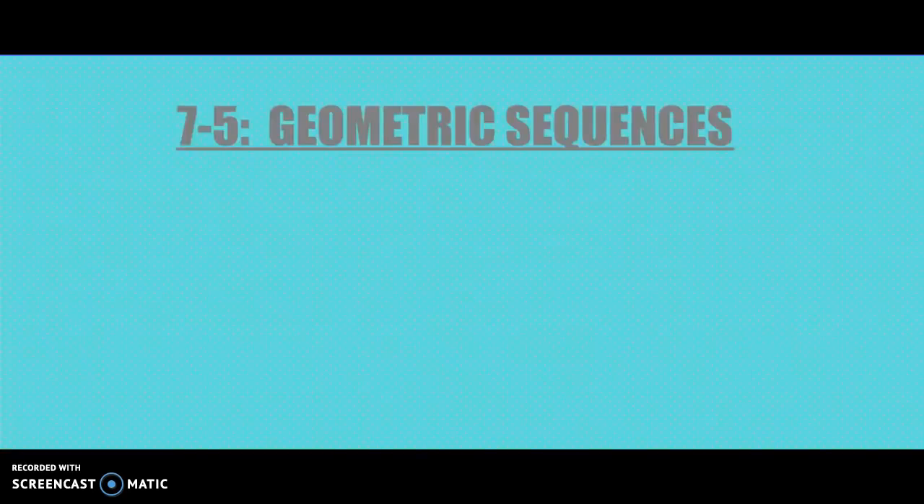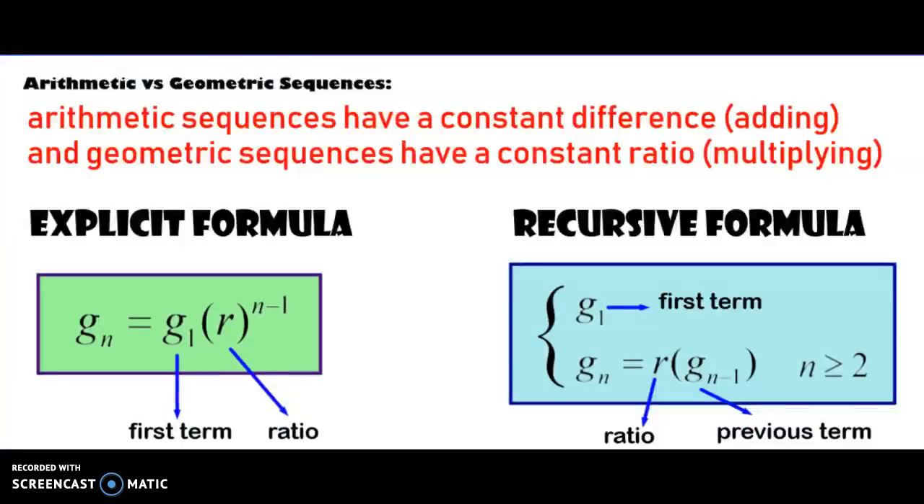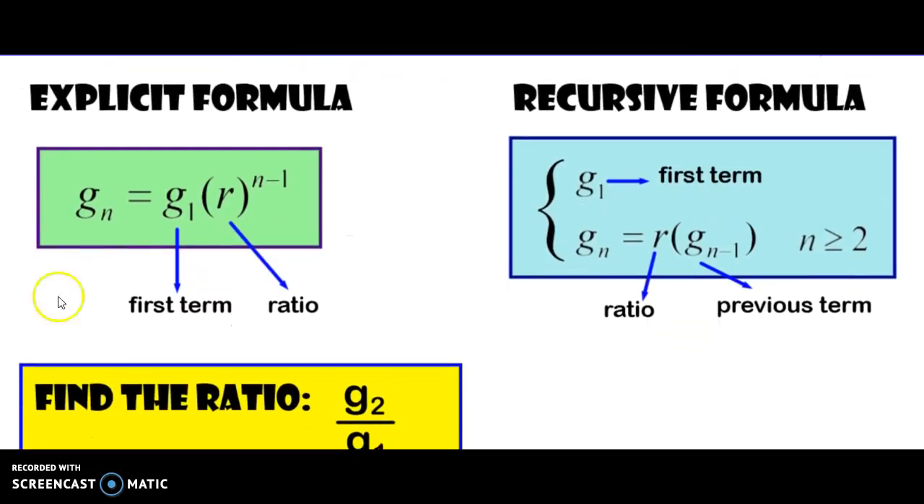Our second application is on geometric sequences. We have studied arithmetic sequences and now we're looking at geometric. So things today will look very similar. The difference is arithmetic had a constant difference, meaning you were adding a value every time. Geometric means we're going to have a constant ratio, which means we're multiplying by the same value each time. So our explicit formula is listed here. G sub 1 is your first term, and then you're multiplying by the ratio r, and then to the n minus 1, so that looks very similar to arithmetic.